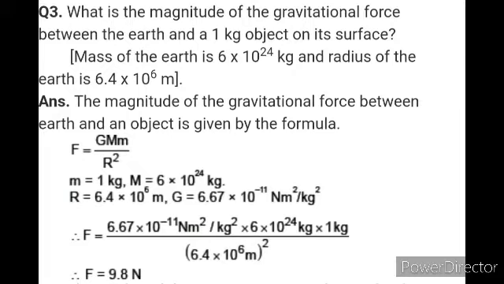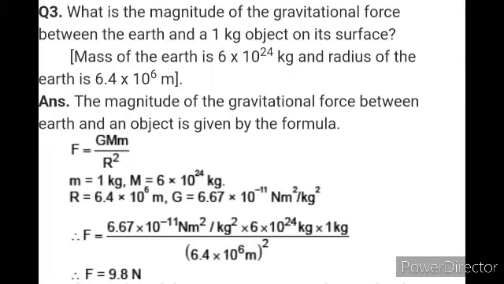Next is question number 3. What is the magnitude of the gravitational force between the Earth and a 1 kg object on its surface? Values are provided to you. Mass of the Earth is 6 into 10 raised to power 24 kilogram. The radius of the Earth is 6.4 into 10 raised to power 6 meter.